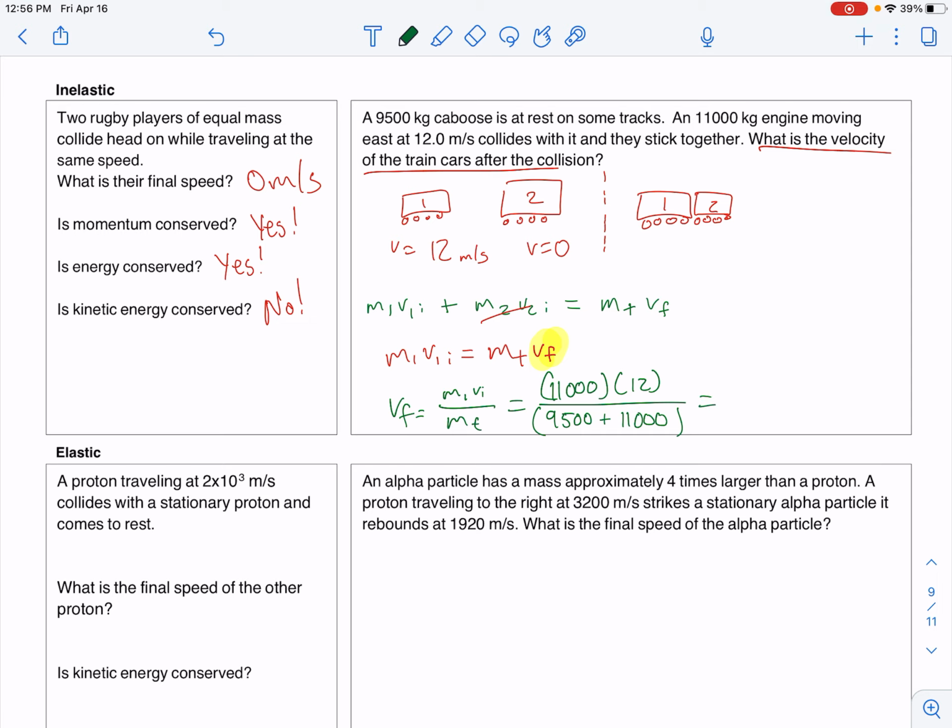Plug that all in. And the two train car system after the collision are moving with a velocity of 6.4 meters per second to the right.